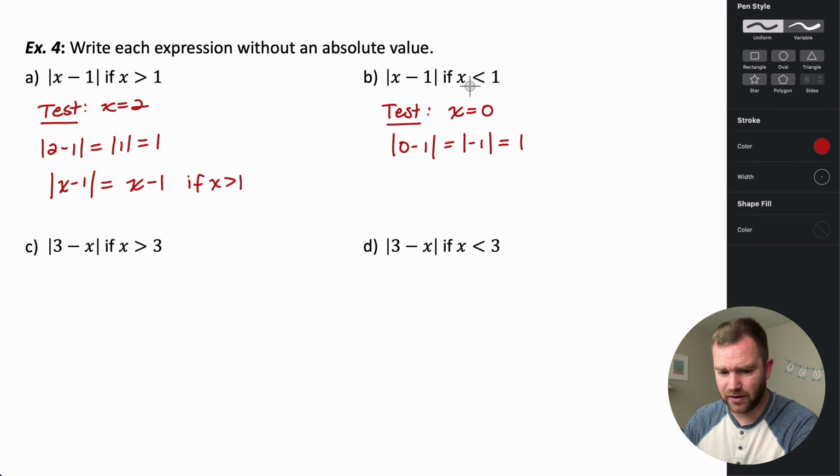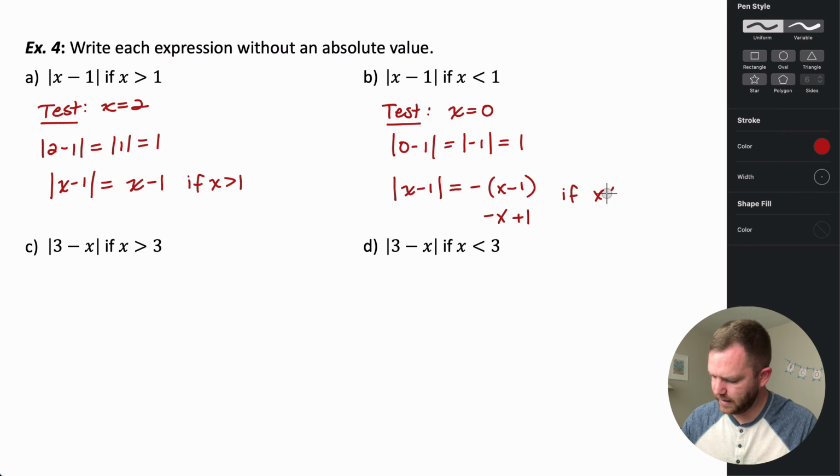So for any value of x less than 1, when I plug it in, my result is going to be the opposite of what I have. So this tells me that the absolute value of x minus 1 is equal to the opposite of my argument. And if you wanted to simplify this, you could distribute the negative through to give you negative x plus 1. But this happens when x is less than 1.